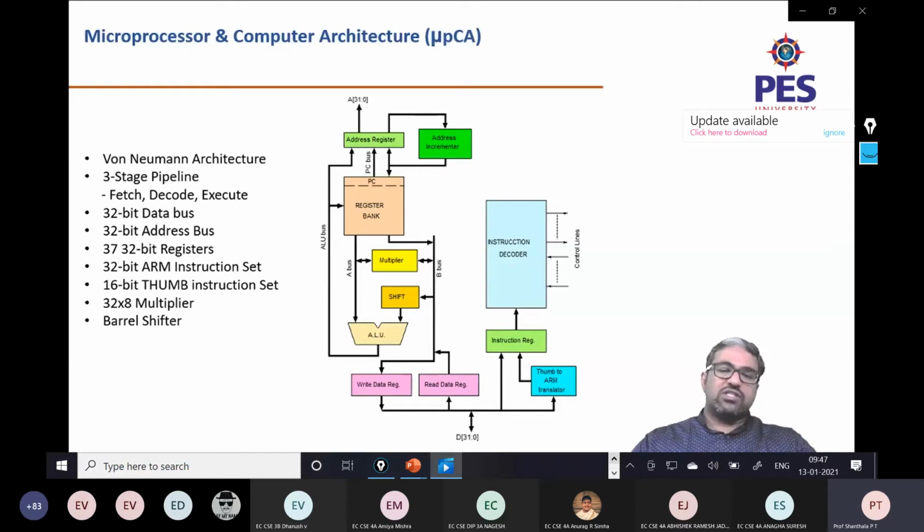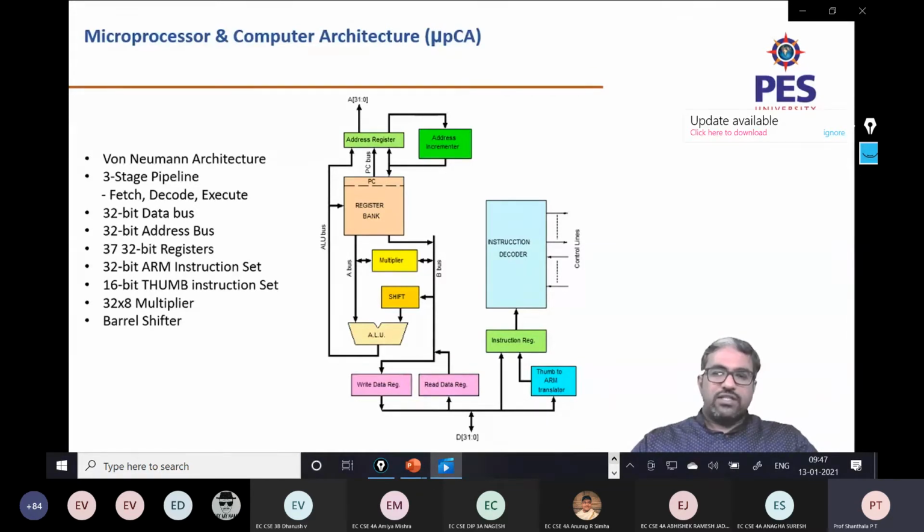Coming to the specifications, all the buses are 32-bit. That means the data which you can work on is the 32-bit data. Of course, you can work on the 16-bit data also. And the instruction is 32-bit, or 16-bit instruction in the Thumb mode. The address bus also is 32-bit.